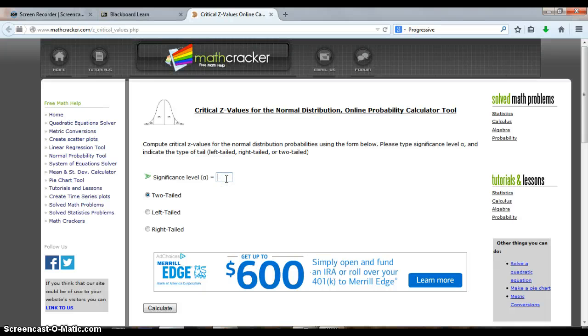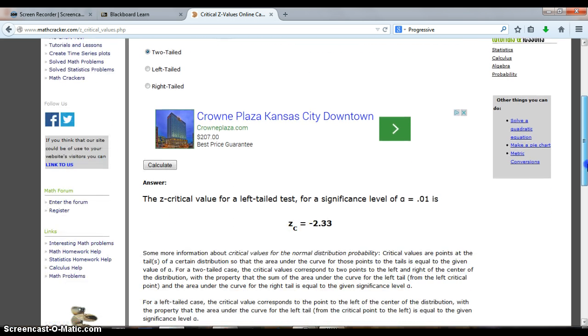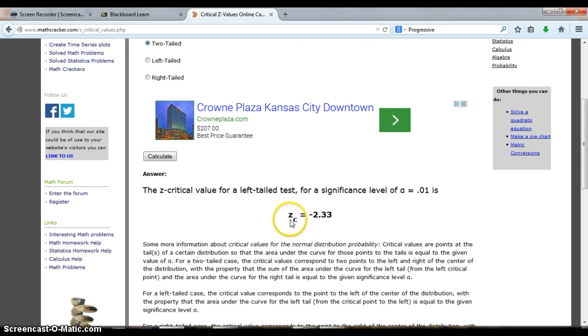So in this problem, we said the alpha level was 0.01, and our HA was the less than test. So it's a left-tailed test. And then hit calculate. And if we scroll down, it says the Z critical value for the left-tailed test is negative 2.33. So there you go. It actually even puts the negative sign there, so there's no worries there.